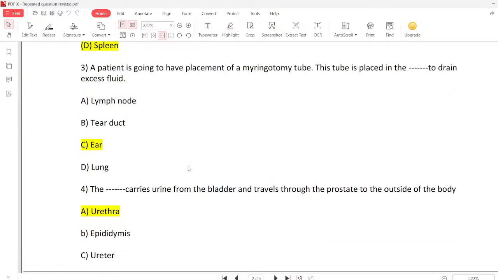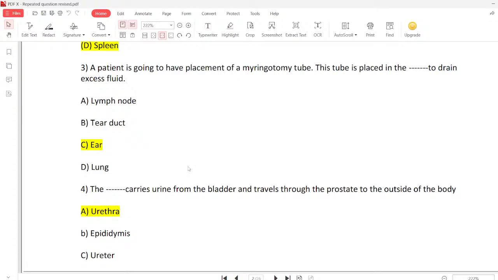Most important. And next one: patient is going to have a placement of a myringotomy tube. This tube is placed in the dash to drain excess fluid. So here, what is myringotomy? Myringotomy is completely related to the ear. The myringotomy tube is placed in the patient's ear to drain excess fluid.